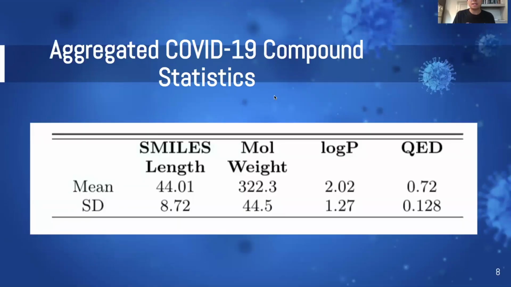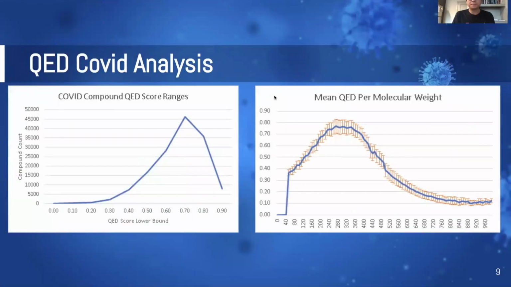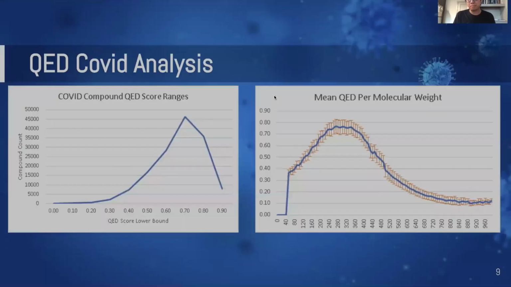And then these are some characteristics that we found while looking at the ZINC database, and these are the columns that we generate. Some of it is around COVID-19, so you can see how COVID-19 has a different QED score and also molecular weight.